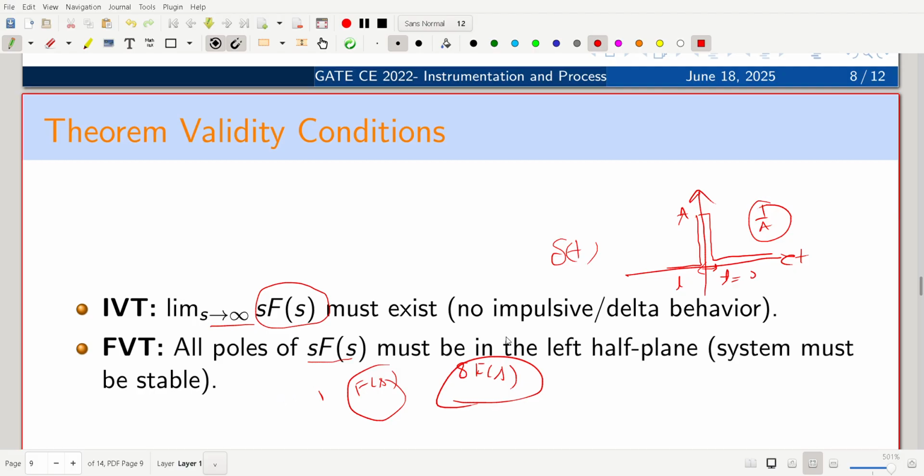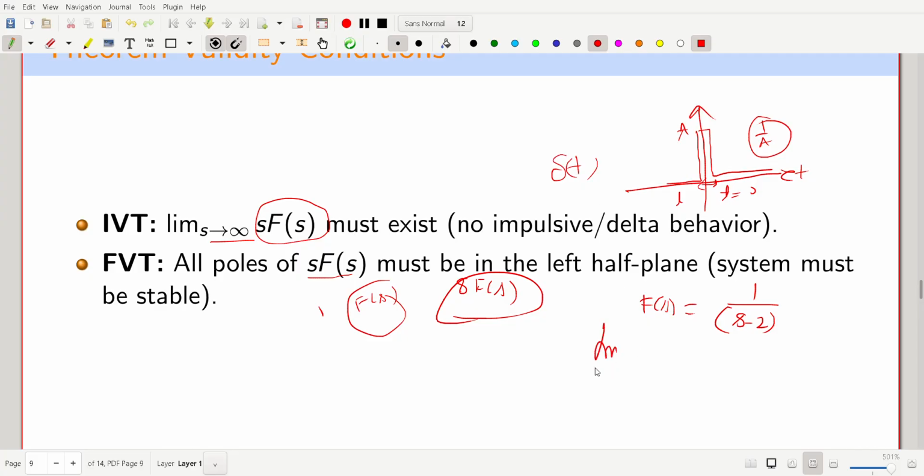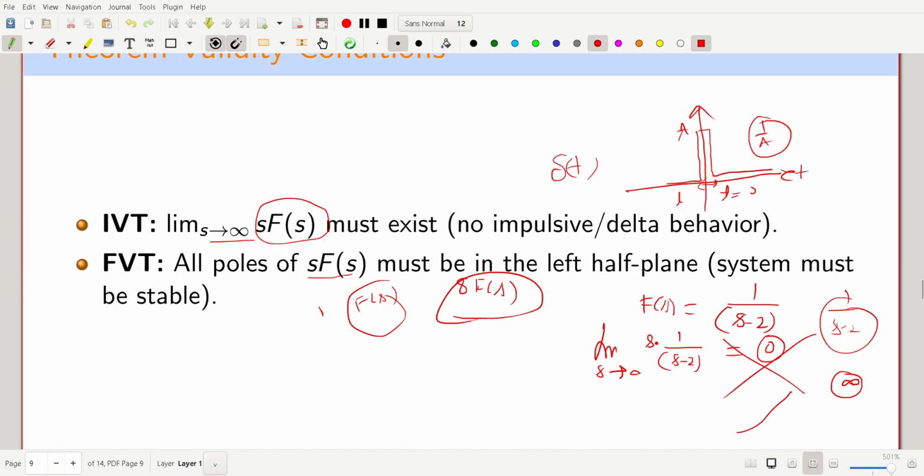For example, let us say F(s) is 1 by s minus 2. If you apply the final value theorem, s into F(s) is s by s minus 2, and you will get 0 as the answer. But this answer is wrong, because here the system is unstable. The system is going to diverge, so the final value theorem will not settle. It tends to infinity. Got my point? That's the thing we need to take care of.